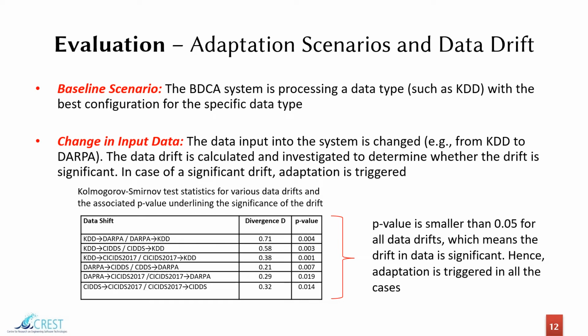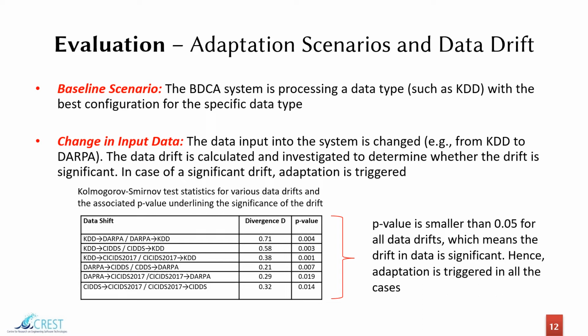So we had two scenarios. One is the baseline where a system is analyzing a particular data set with the best configuration for that data set. Now what happens is that we change the data set, let's say from KDD to DARPA, and along with that, our adaptation layer calculates the drift in the data using test statistics.